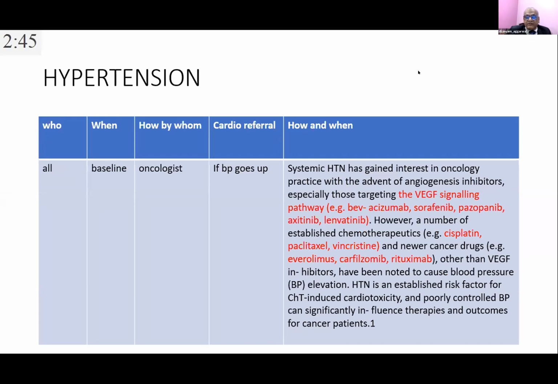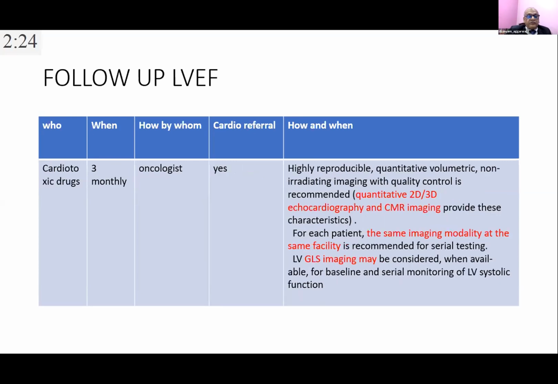And as you know, bevacizumab and sorafenib, and even drugs like platinum, taxanes, vincristine, everolimus, carfilzomib, rituximab, which are so routinely used. So I think we need to be careful, and monitoring the blood pressure is important. And if it does go up, then a cardio referral should be taken.